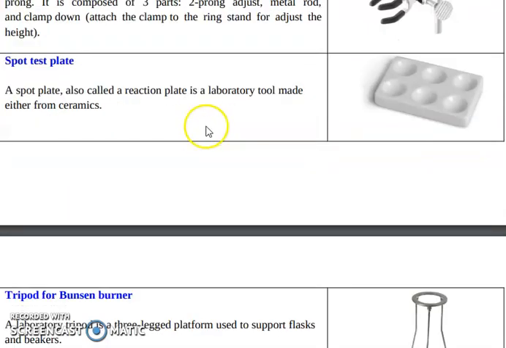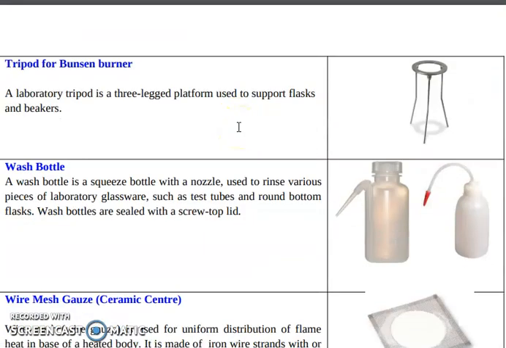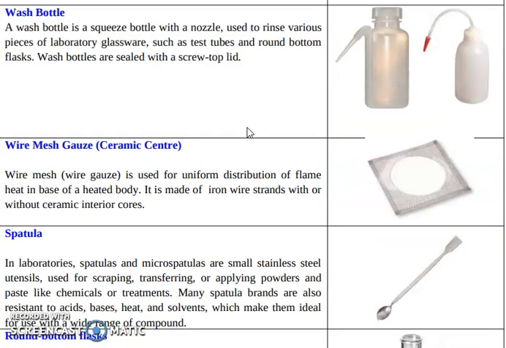A spot test plate. A spot test plate, also called a reaction plate, is a laboratory tool made from ceramics. Now, tripod for Bunsen burner. A laboratory tripod is a three-legged platform used to support flasks and beakers.